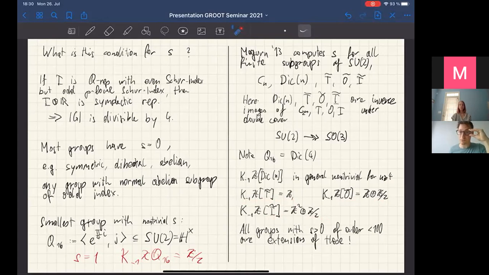And I went through the trouble of doing some GAP computations and sort of letting my computer run for a couple hours and then analyze the results, and all groups that have non-trivial S of order less than 100 are extensions of these. I don't know if it's true in general. There could be still some really big group that only embeds into some higher general linear group over quaternions and not just in the unit quaternions. I don't know yet, but definitely those are like the prime movers of when something has non-trivial S. Okay.